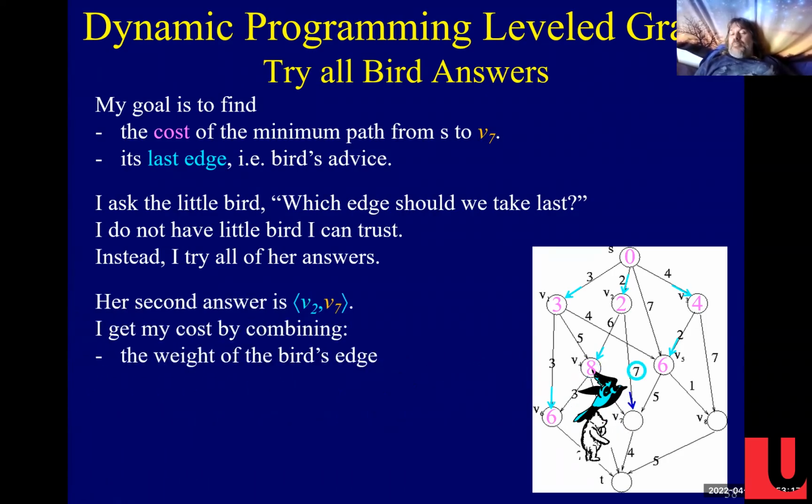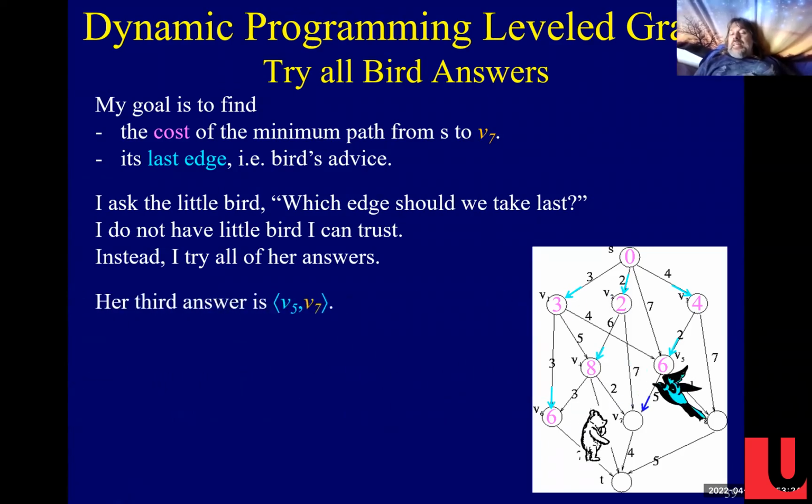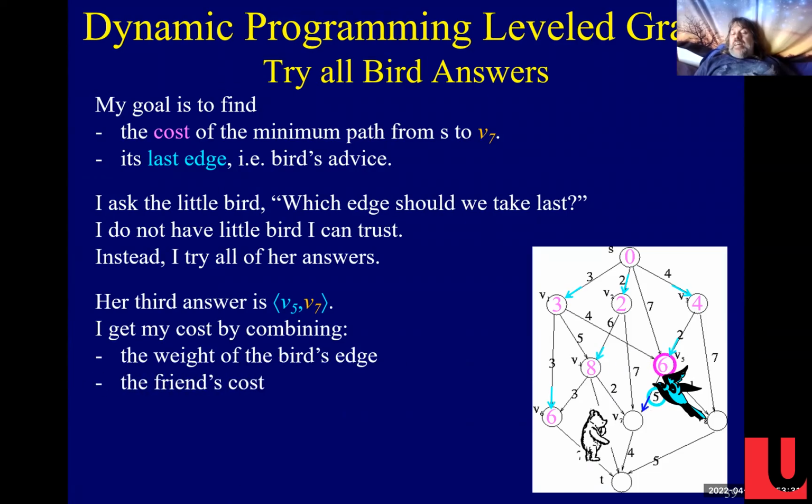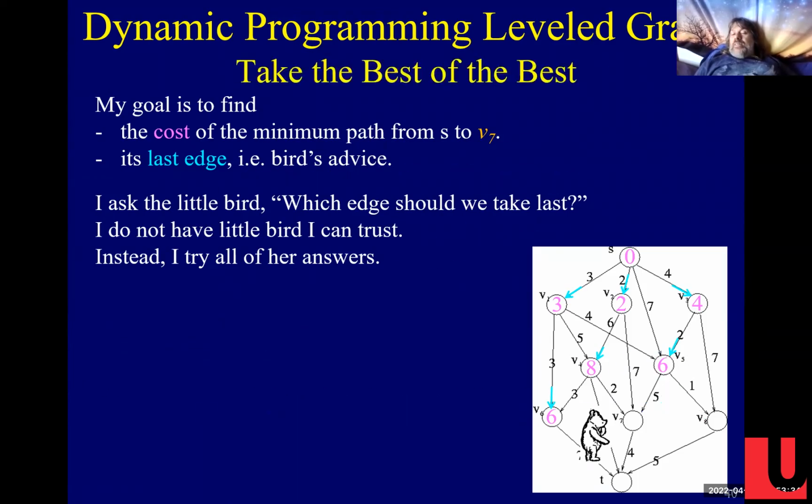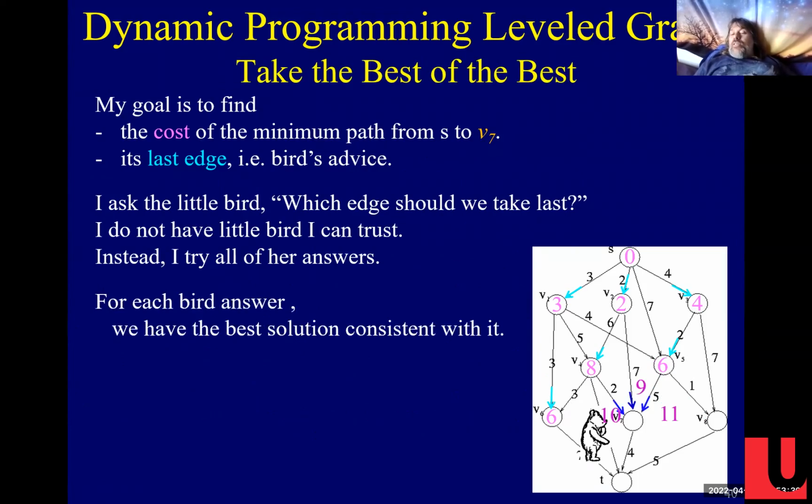And then he tries this bird answer, and he combines the 2 with the 7 to get a possible answer of 9. And then he tries this answer, and combines the 5 and the 6 to get 11, right? And so after he's done all 3 of them, he knows for each possible bird answer what is the best path from S to his node consistent with that bird answer. And what he does is he takes the best of those, right? Does that make sense?